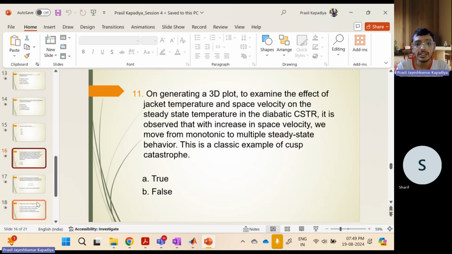Okay. On generating a density plot to examine the effect of jacket temperature and space velocity on the steady state temperature in the diabatic continuous stirred tank reactor, it is observed that with increase in space velocity, we move from monotonic to multiple steady states. There are, I guess, three steady states. This is a classic example of cusp catastrophe. So this statement is true. Then next question.